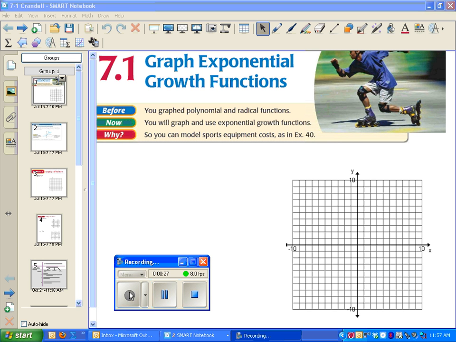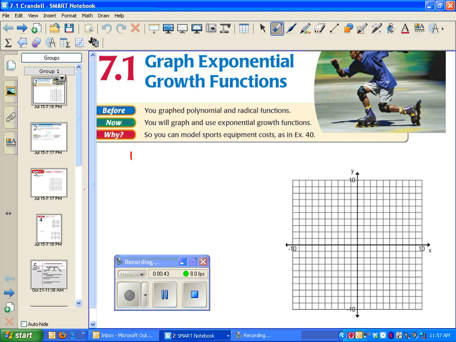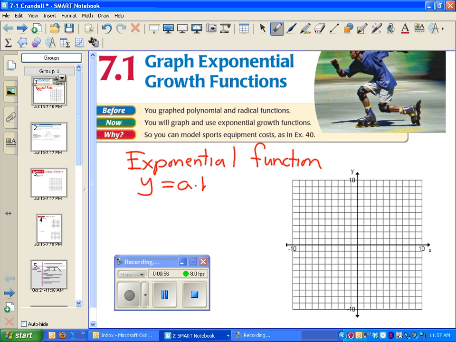So exponential functions are growth functions that grow, like deer population would be a growth function. Bacteria, how bacteria grows would also be an exponential growth function where they start out relatively small and they grow very quickly. So the basic one for exponential function is y equals a times b to the x.